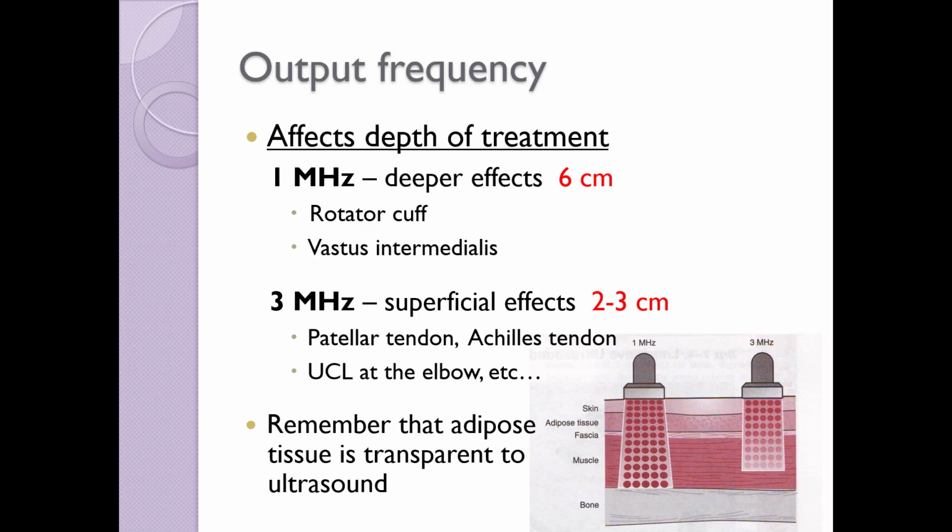The output frequency determines the depth of the target tissue of the treatment. 1 megahertz treatments have deeper effects, up to 6 centimeters. Some examples of structures which could be treated with a 1 megahertz treatment would be the rotator cuff and the vastus intermedius, among other areas. 3 megahertz treatments have a superficial effect, only 2 to 3 centimeters. Some examples of structures which could be treated with a 3 megahertz treatment would be the patellar tendon, Achilles tendon, and the ulnar collateral ligament at the elbow, among other areas.